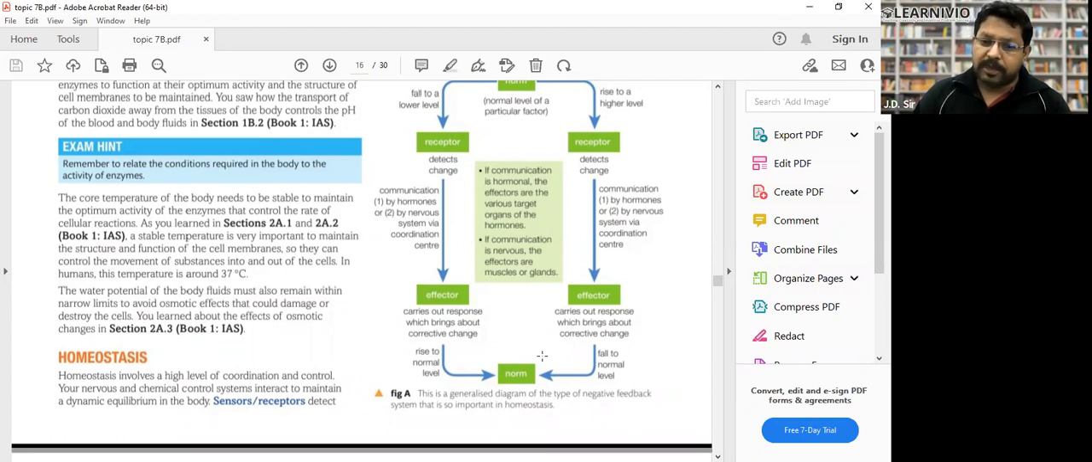Now the sugar level is maintained, but insulin keeps on releasing. Now if extra insulin is released, the sugar level will fall down. Again there is a receptor that will give feedback to the hypothalamus that this is the time to stop insulin.